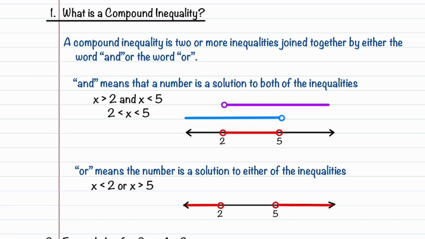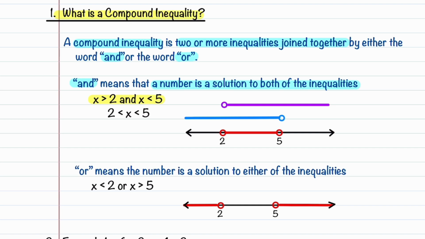I'm going to start by quickly going over what a compound inequality is. A compound inequality is just 2 or more inequalities joined together by the word and or the word or. When the inequalities are joined together by the word and, that just means that a number is a solution to both of these inequalities. Let's look at an example. Say we have x is greater than 2 and x is less than 5.